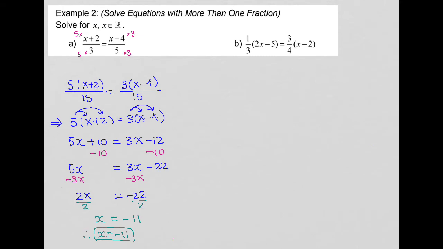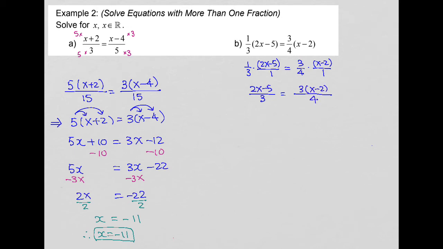Next, let's look at part B. You have 1 over 3 times by 2x minus 5 equals to 3 over 4 times by x minus 2. Remember, we want to write as a fraction equals a fraction. So 1 over 3 times by 2x minus 5 really means 2x minus 5 over 1. And 3 over 4 times by x minus 2 means x minus 2 over 1. Numerator times by numerator, that means 2x minus 5 over 3 times by 1, which is 3, equals to 3 times by x minus 2 over 4 times by 1, which is 4.